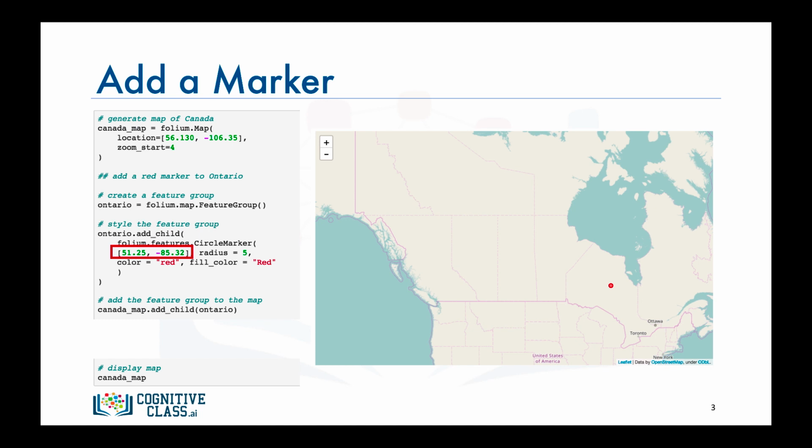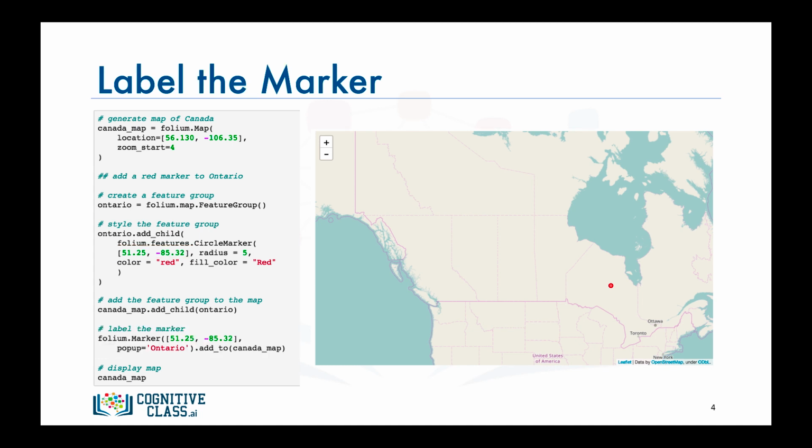Now, it would be nice if we could actually label this marker in order to let other people know what it actually represents. To do that, we simply use the marker function and the pop-up parameter to pass in whatever text we want to add to this marker. And there you go. Now our marker displays Ontario when clicked on.